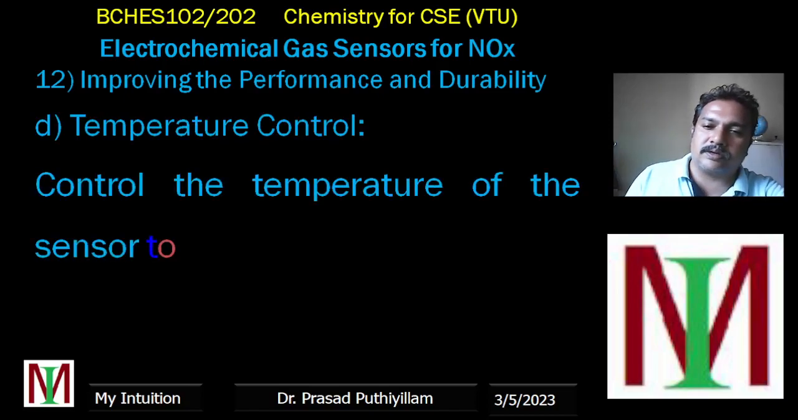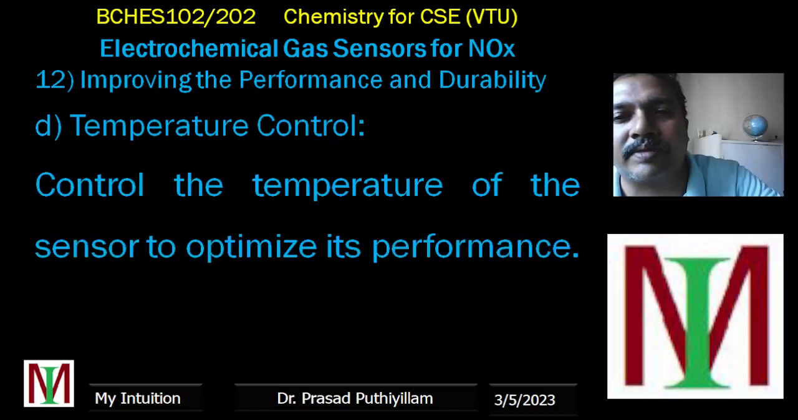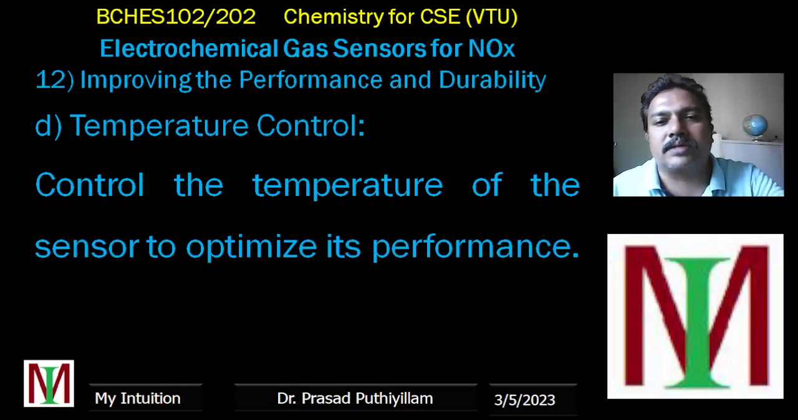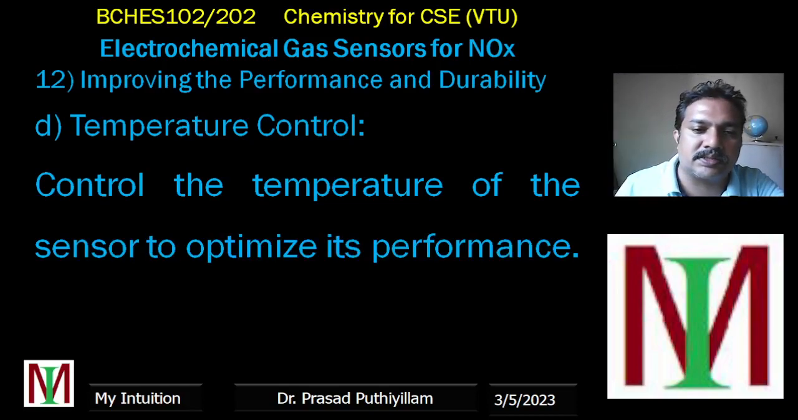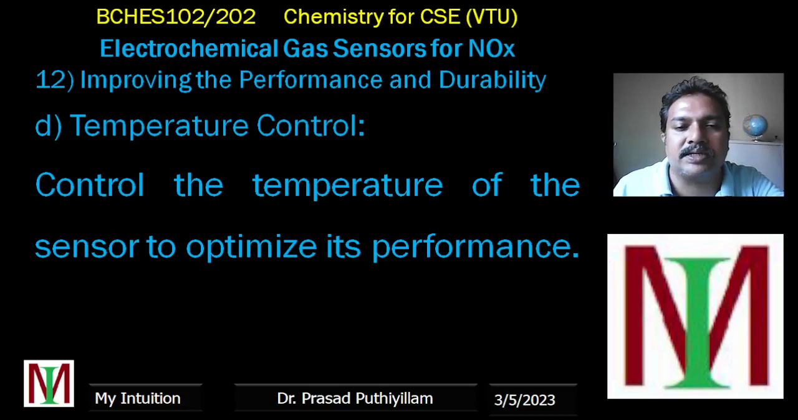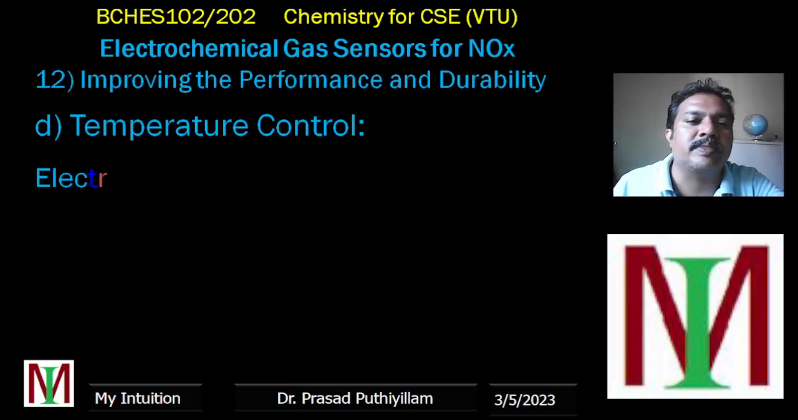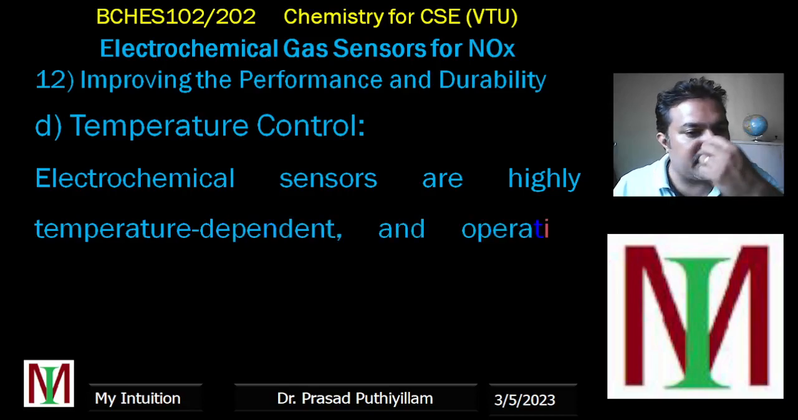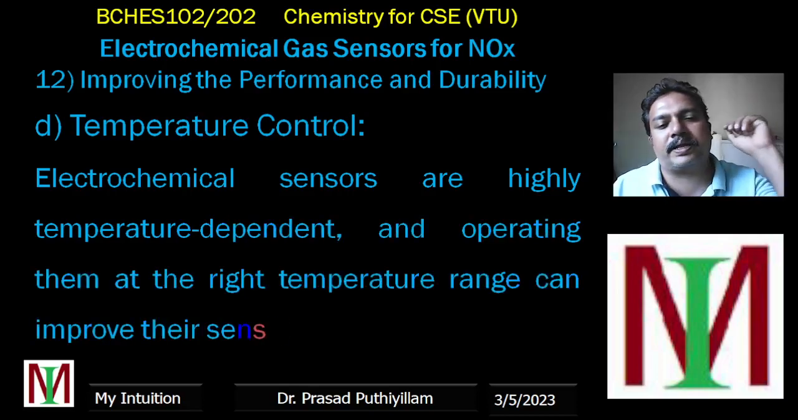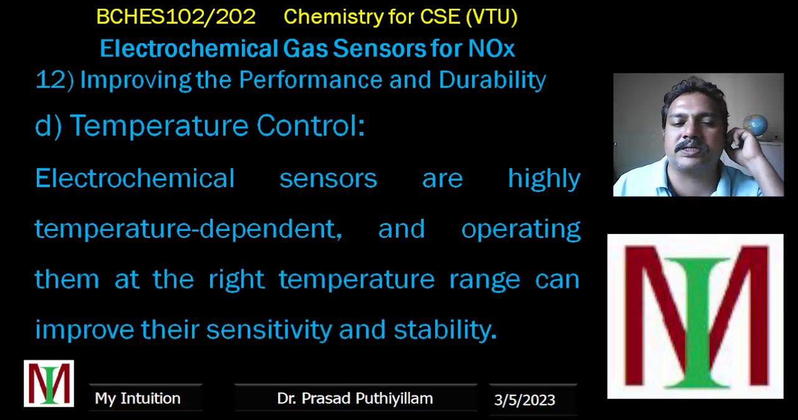Temperature control is very important because we are dealing with gas, with pressure changes, sudden pressure changes, and reactivity changes with the temperature. Therefore, electrochemical sensors are highly temperature dependent, and operating them at the right temperature range can improve their sensitivity and stability.